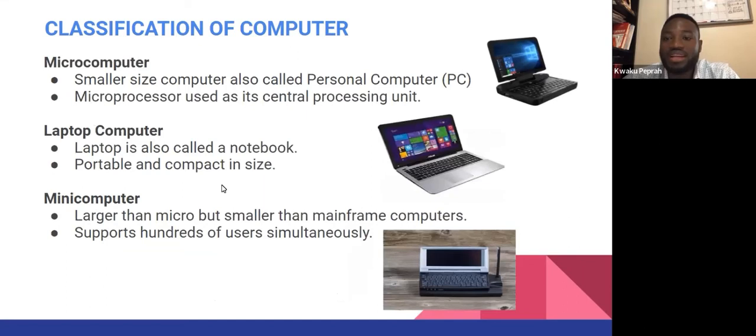So now we had the classification of computers. As you can see, we have computers in different forms and shapes. And here we have a microcomputer. A microcomputer will be a small size computer. And as you all know, we can call it a personal computer. It is a little different than the laptop. A microcomputer has a microprocessor used as its central processing unit. And as you can see, this is an example here of a microcomputer.